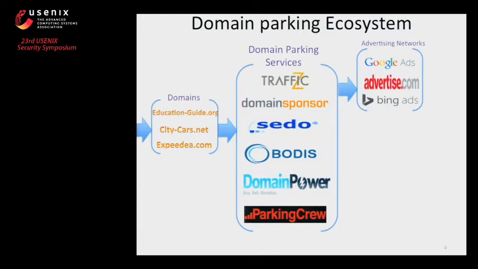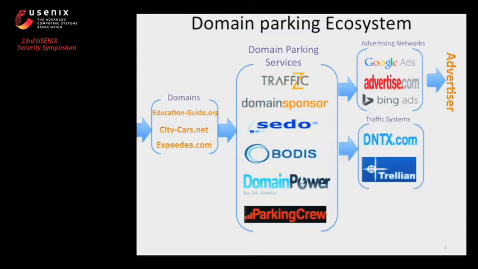Another example, let's say you have a second domain, which is citycars.net, and you want to monetize it. You park it with a parking service. But this time, this parking service chooses to monetize the traffic by selling it, redirecting it to someone who's interested in the keyword cars. This is done through a traffic exchange system that allows traffic buyers to purchase traffic related to specific keywords. So in this case, a traffic buyer would purchase traffic related to the keyword cars.